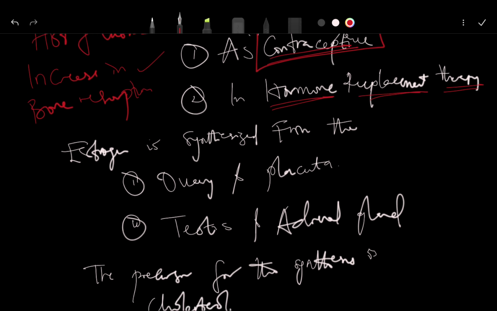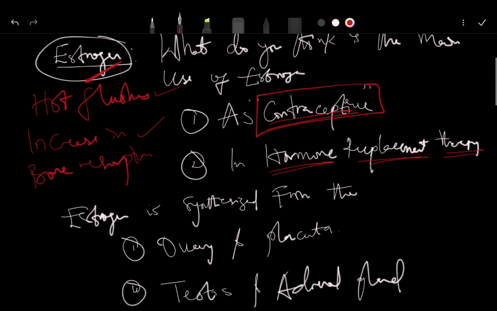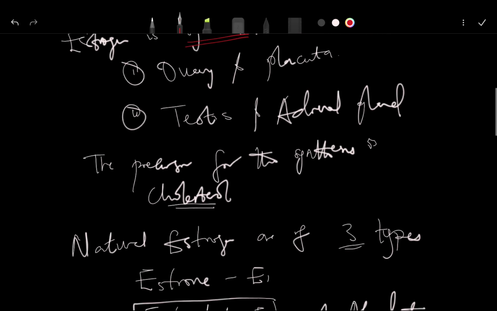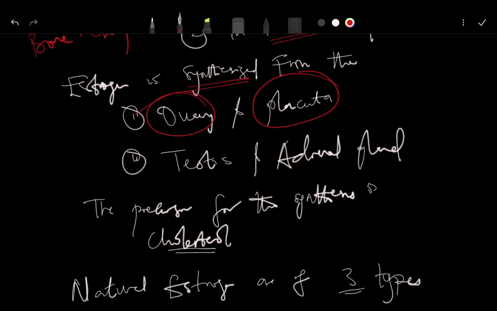Now, let's proceed. Now that we know the main uses of estrogen, either as contraceptives or as hormone replacement therapy, let's talk about where estrogen is synthesized. Estrogen is synthesized mainly from the ovary, and in pregnant females, the placenta also produces estrogen. But to a minor amount, estrogen is also produced from the testes and the adrenal gland.